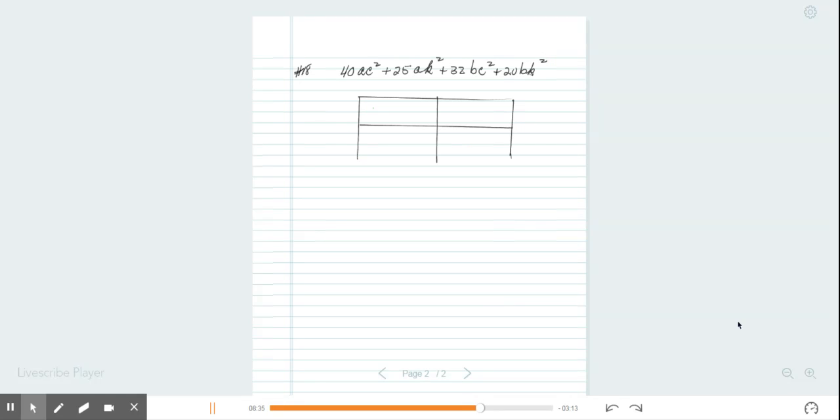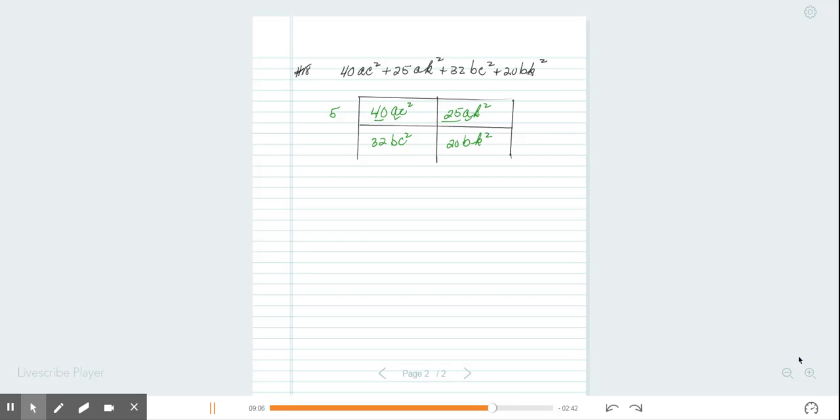Number 18. Let's see if I can copy this correctly. 40ac squared. And the next term, 25ak squared. Third term here, 32bc squared. And here we got a 20bk squared. All right, so I say to myself, let me factor out the greatest common factor of this row here. So 40 and 25. The biggest number that goes into 40 and 25 is 5. I got an a here and I got an a there, so I'll factor out an a. This is c squared. This is a k squared.